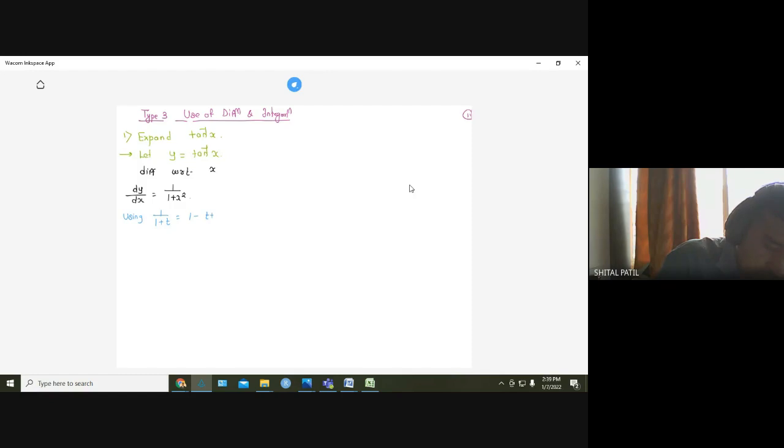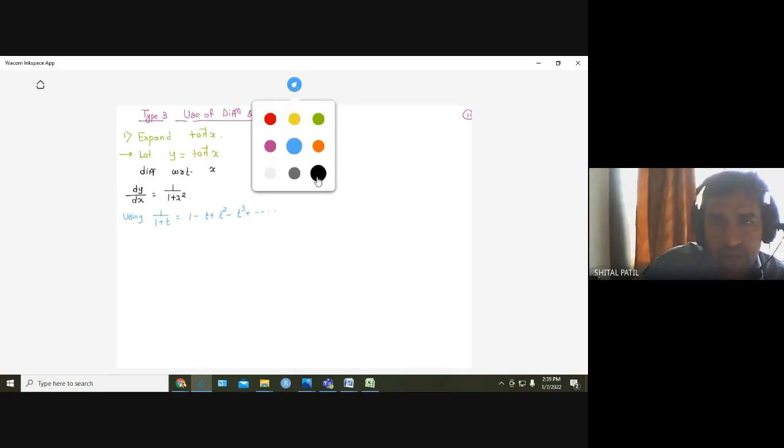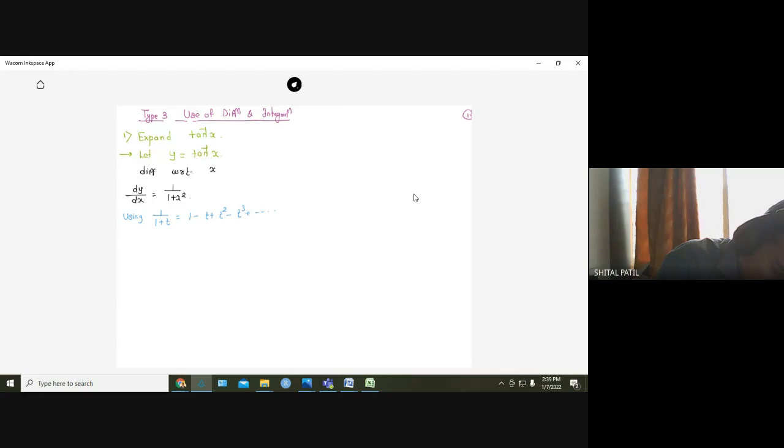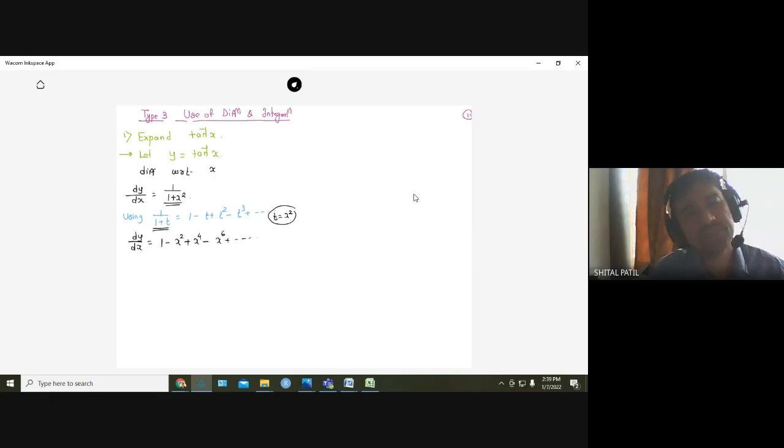1 minus t plus t square minus t cube. Hope everyone remembers this. So using that, the above differential equation will become dy by dx equal to, so we have to replace t by x square. If you compare these two, you will get t equal to x square. So 1 minus x square plus x raised to 4 minus x raised to 6 and so on.